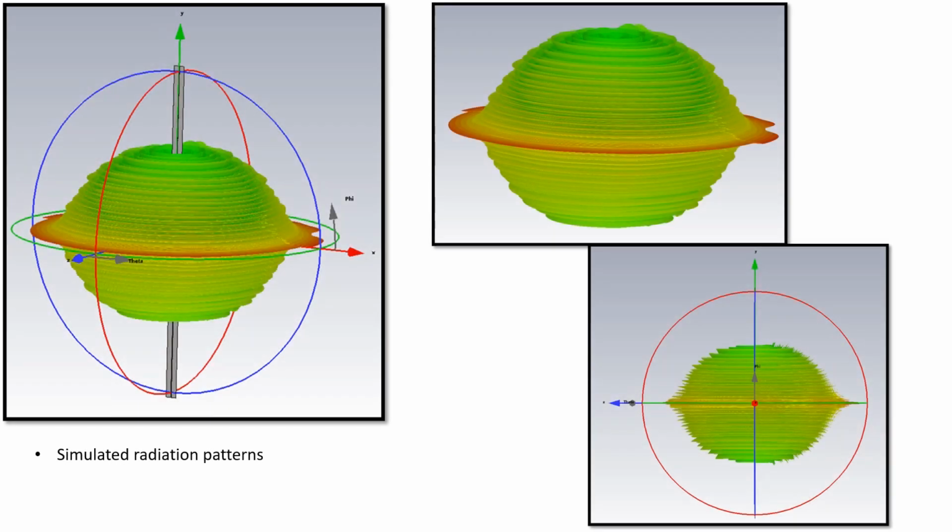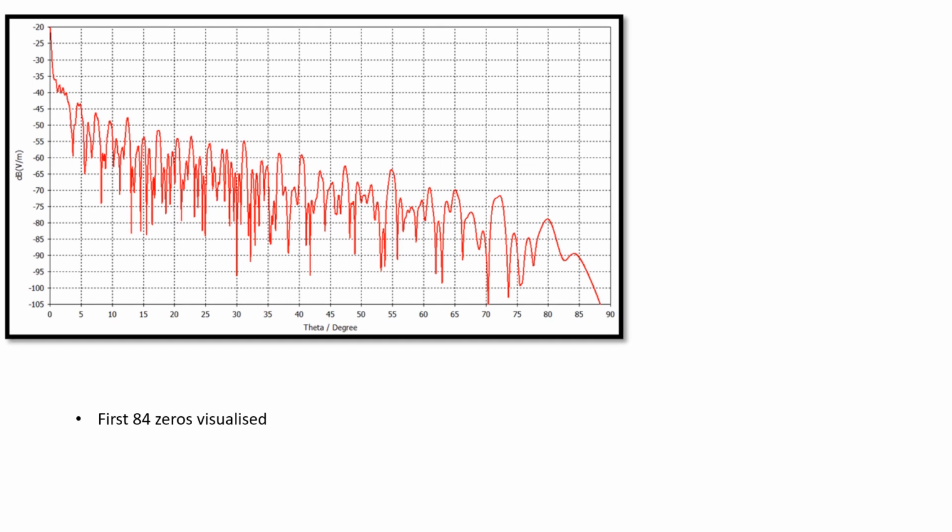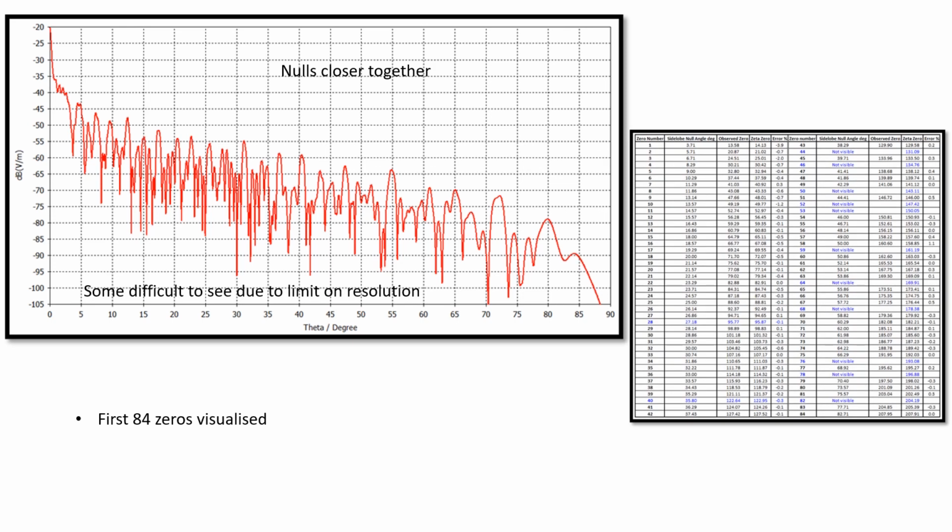These are the patterns at 40 gigs. There's more nulls seen now. The first 84 zeros are visualized. The nulls are now closer together. Some are difficult to see. Visible up to a height of about 108.